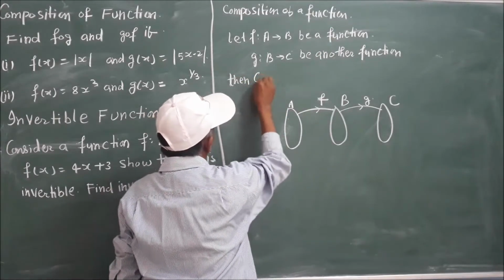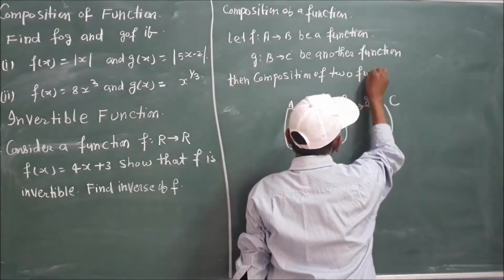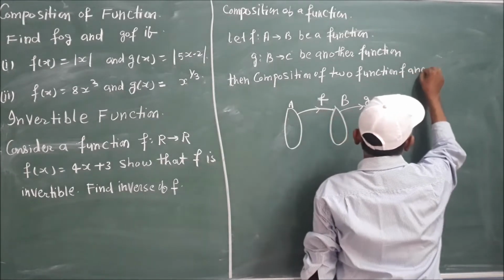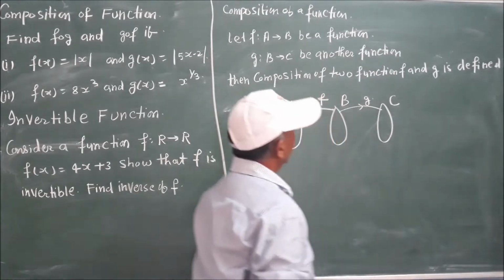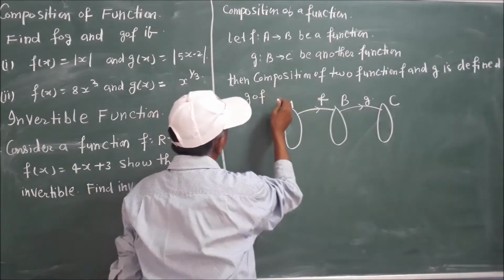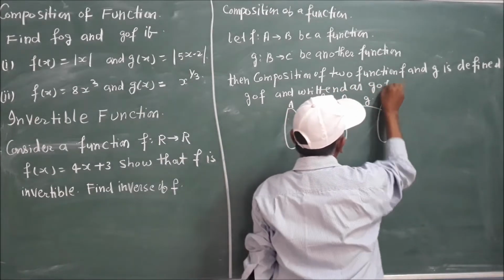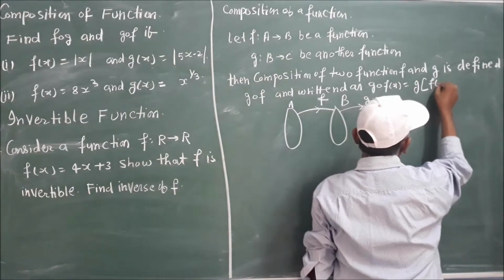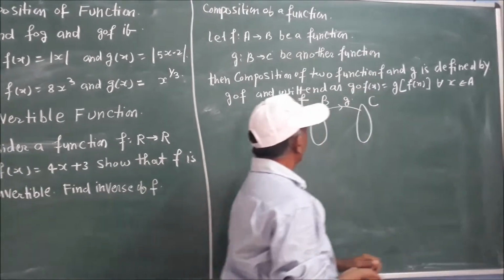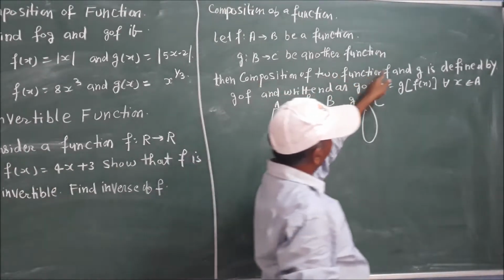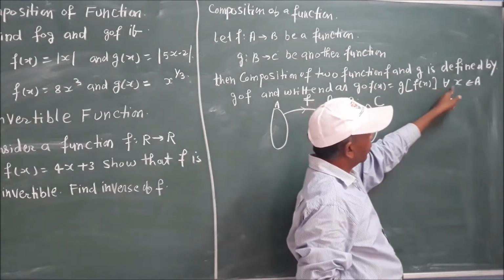Then the composition of the two functions f and g is defined by g o f and written as (g o f)(x) is equal to g of f(x) for all x belongs to A. This notation means belongs to, and this one means for all.